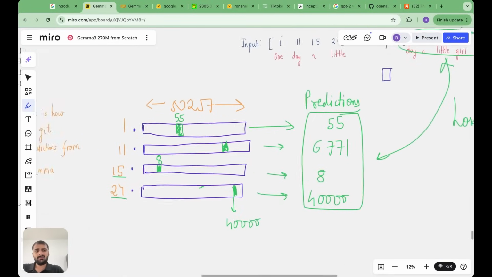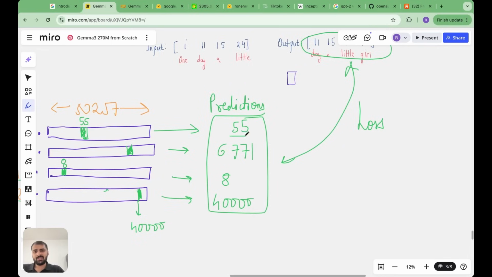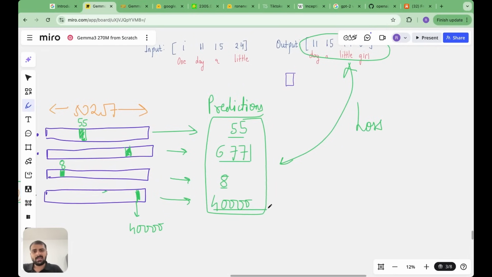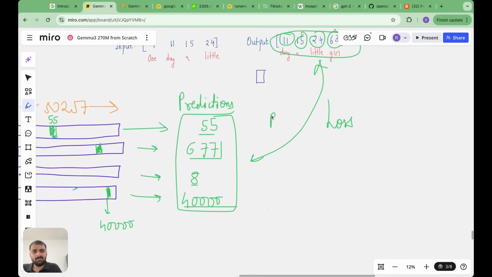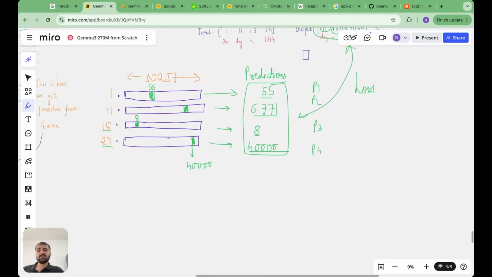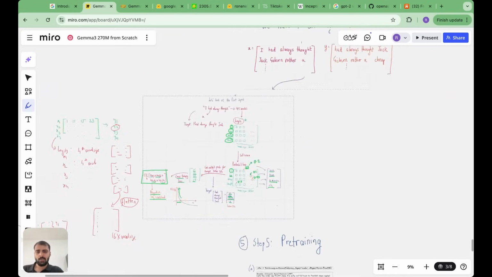So in this case, I have my predictions, right? What I will do is that I want my outputs to be 11, 15, 24, and 63. So at these positions, I will find P1, P2, P3, and P4, and I will try to minimize my cross entropy loss. I won't use the other positions in my loss at all, because if my probability is maximized to 1 at these positions, the other positions will automatically become 0. That's how the loss function is actually calculated. This is the cross entropy loss, right?